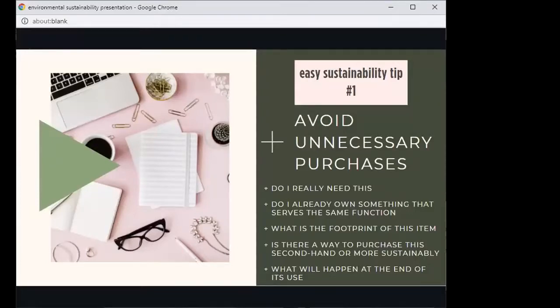So one of the things that we can do during this step before we go to buying anything is to ask ourselves these questions. So first question you want to ask yourself when you're thinking about buying anything at all, do I really need this? Do I already own something that serves the same or similar function? If I do buy this item, what is the footprint for this item? So we're looking at all the resources that went into it, how it was produced, and how it was transported. So how far did it come in order to reach us?